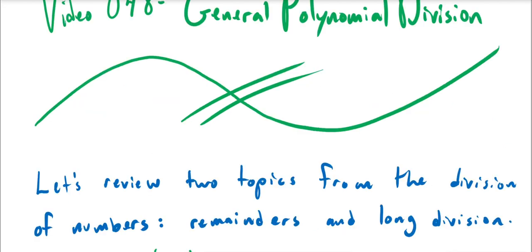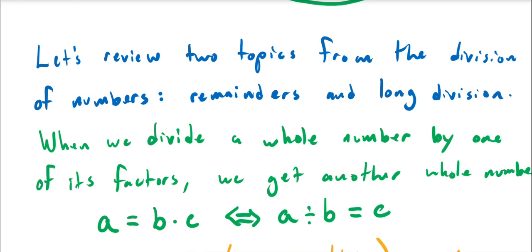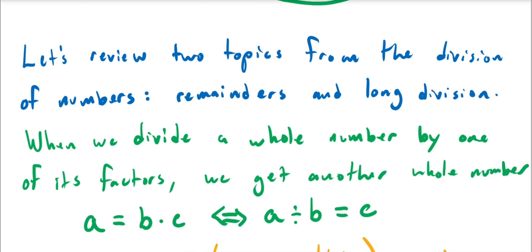Before we dive into the division of polynomials, let's review two topics from the division of numbers: remainders and long division. When we divide a whole number by one of its factors, we get another whole number. For example, if a is equal to b times c, and we divide a by b, we wind up with just the whole number c.